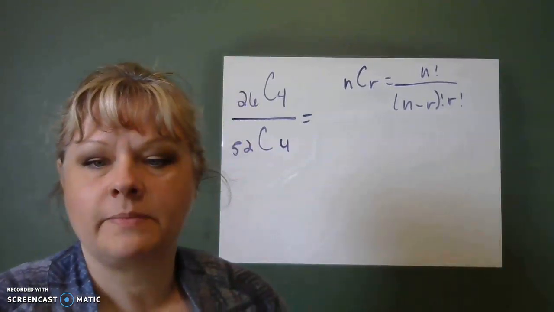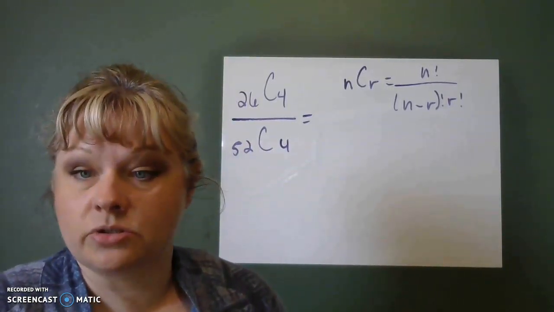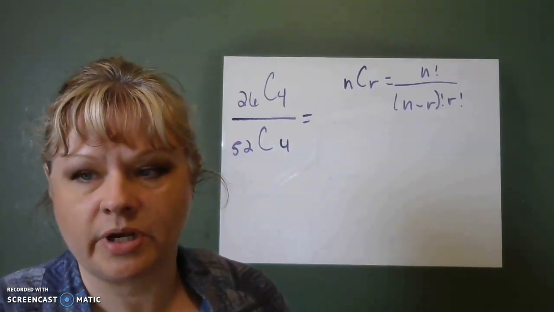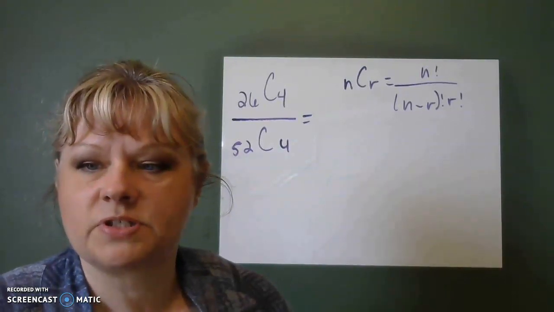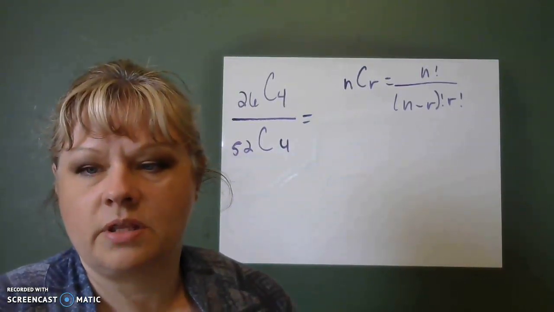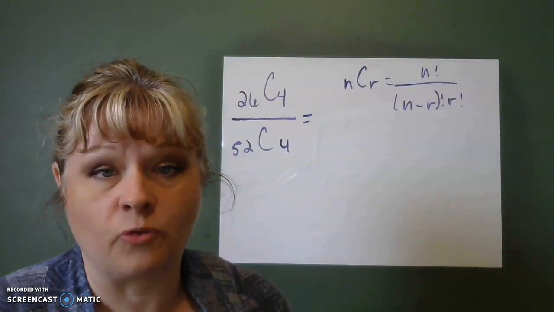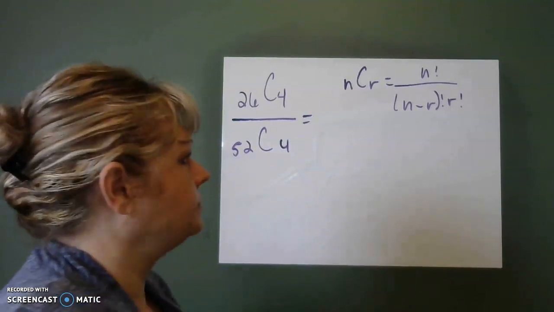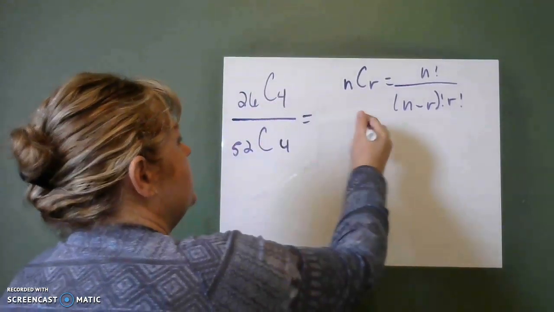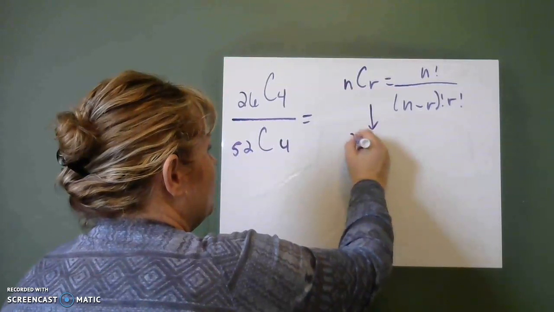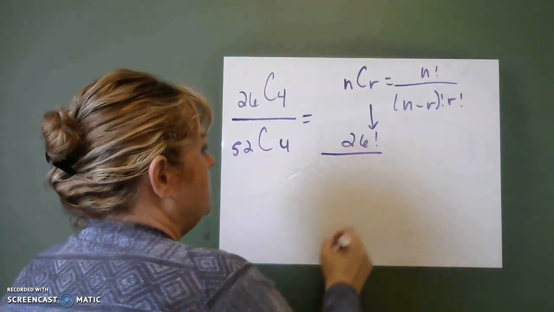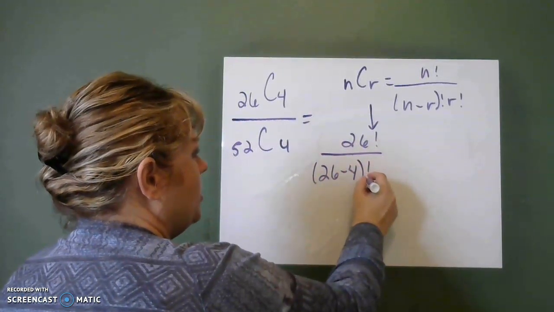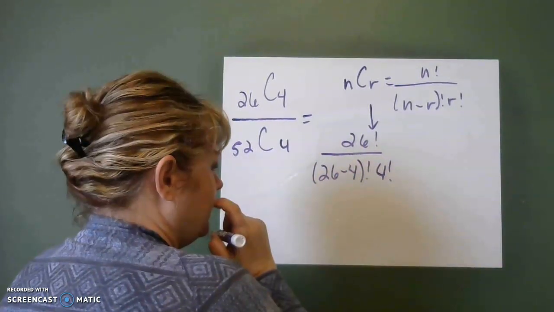Okay, so for a problem like this, what you need to do is consider both the numerator and the denominator as two separate calculations. So first of all, you need to do the combination formula for 4 items selected from 26. So let's do that part first. So our total is 26. So we've got 26 factorial over (26 minus 4) factorial, 4 factorial.